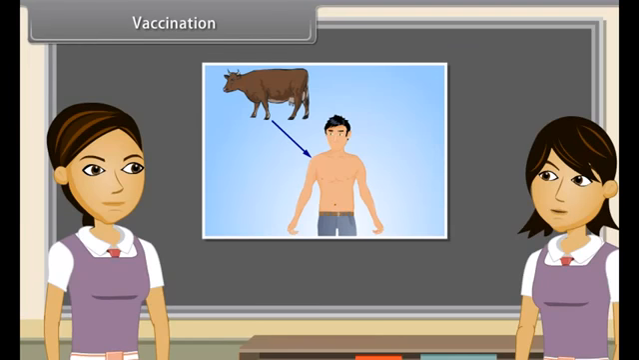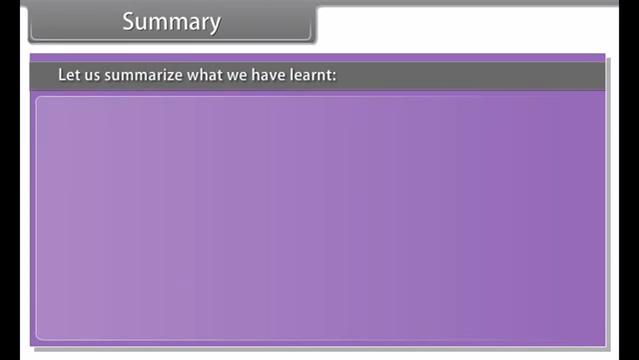This was because the smallpox virus is closely related to the cowpox virus. Cow is vacca in Latin and cowpox is vaccinia. From these two words, the word vaccination has been derived. So we can say that vaccination is the administration of antigenic or a vaccine to stimulate the immune system of an individual to develop adaptive immunity to a disease.